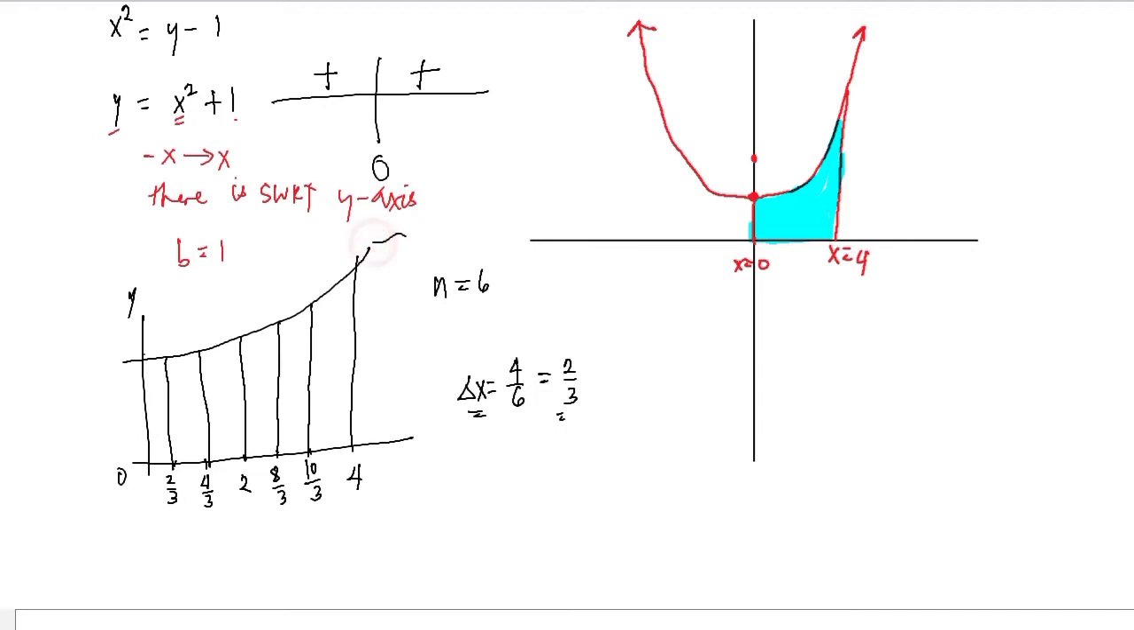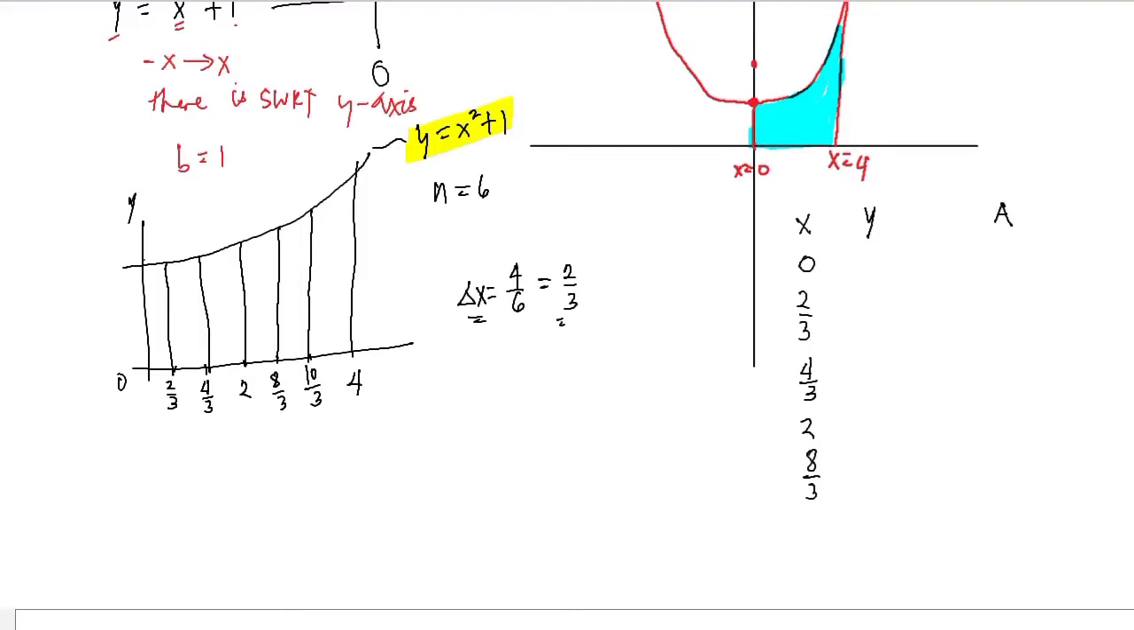Since our equation here is y is equal to x squared plus 1. So, yan yung equation natin. So, in order to do that, gagawa tayo ngayon ng table, wherein that table would be the value of the x, the value of the y, and the value of the area. So, mag-uumpisa tayo kay 0. Tapos, we have here the 2/3. We have here the 4/3. We have here the 2. We have the 8/3.